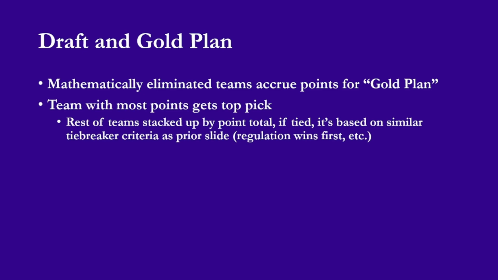So while the team that does the worst may not get the top pick, if they get eliminated first, they have the most time to accrue those gold plan points. Tied teams are sorted based on the past criteria you saw a couple slides ago on the tiebreaker slides. However, if two teams have 0 points, so they haven't earned any points toward the gold plan because they got eliminated maybe the final day of the season, it's based on which team got eliminated earlier in the season, and if they're tied from there, then you go to the other tiebreaker criteria.